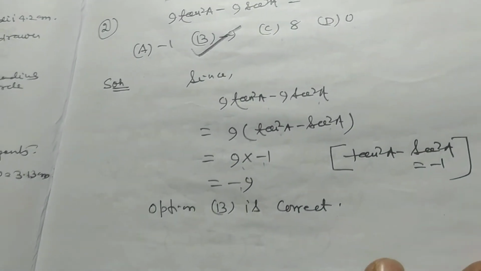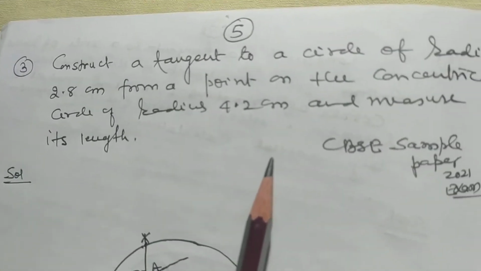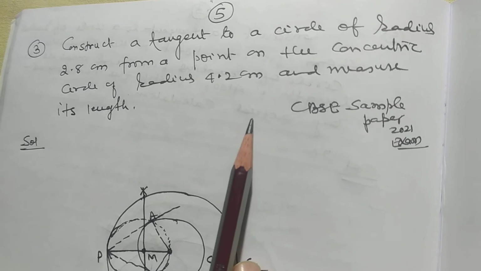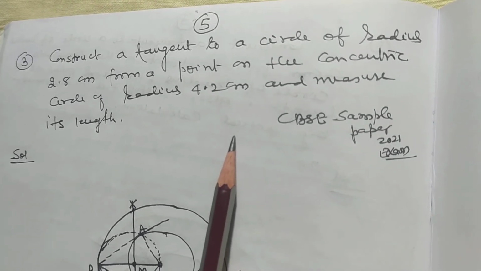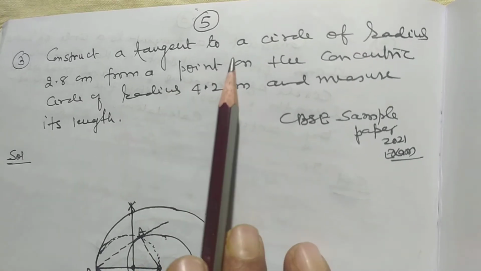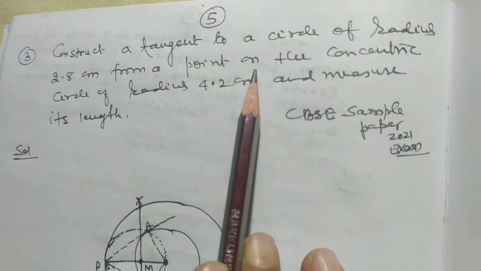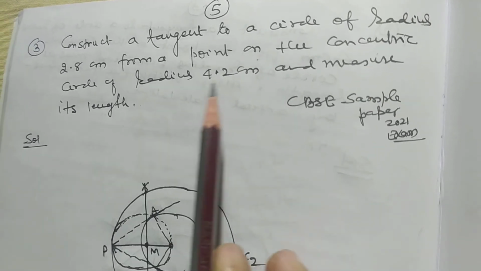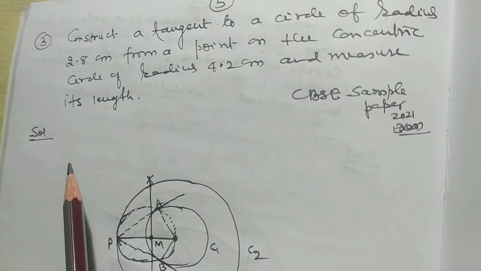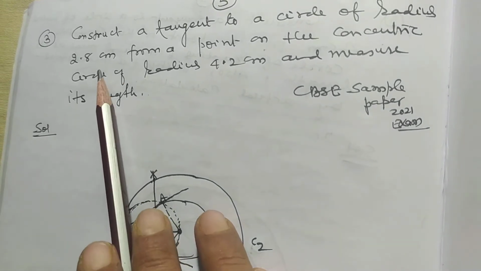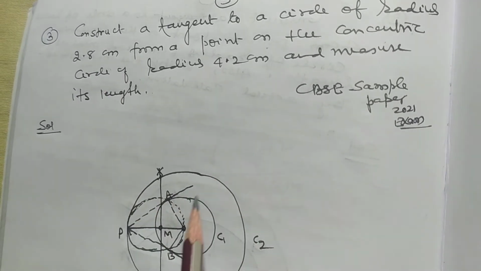Now, this problem number 3 is in the CBSE question set. So, this is the same as problem number 2. Construct a tangent to a circle of radius 2.8 centimeter from a point on the concentric circle of radius 4.2 centimeter. Of course, radius 4.2 centimeter is the bigger circle and radius 2.8 is the smaller circle.